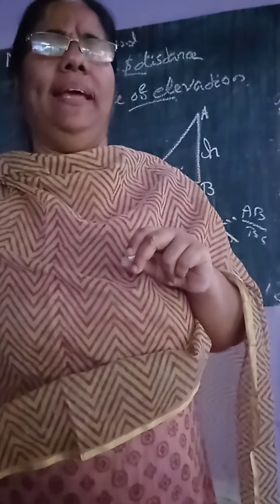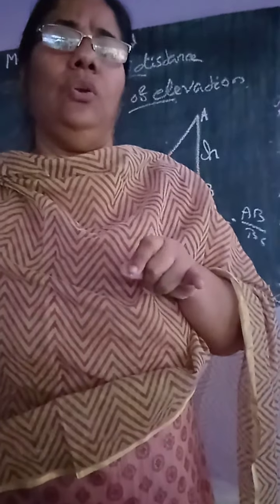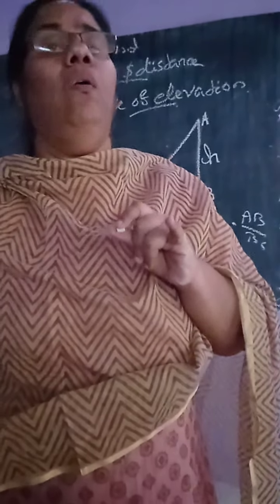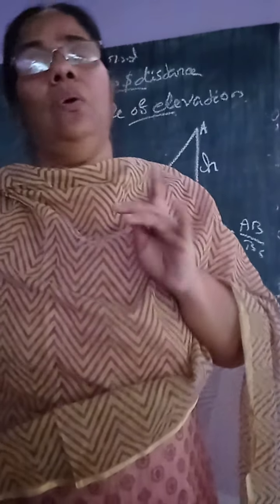Here in this chapter, actually, the tan angle is important. Understand? Tan 0 is 0. Tan 30 is 1 by √3. Tan 45 is 1. Tan 60 is √3.